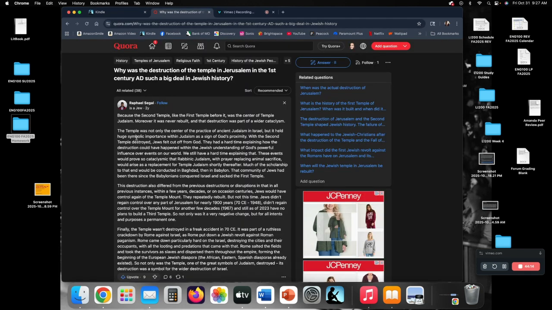But here it says the temple was not only the center of the practice of ancient Judaism in Israel, but also held huge symbolic importance within Judaism as the sign of God's proximity. And that's why I pulled up this. I read it in many different places, but this idea of God's proximity, because in later chapters, that's what Elie is saying. Where are you, God? Why aren't you here? Why aren't you intervening? So this is already setting that up.